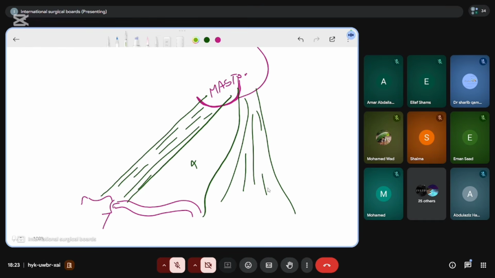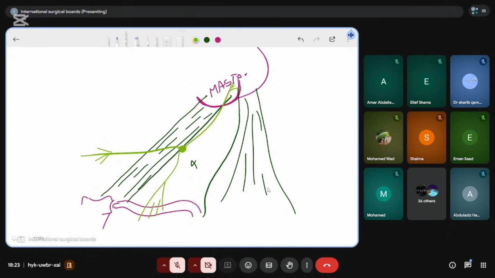The suprascapular nerves, right? So all of these nerves emerge here, at this point. Transverse cervical moves like this. Suprascapular moves like this. Greater auricular moves like this. So all of them come out here at this point, which is midway along the posterior border of sternocleidomastoid, midway.